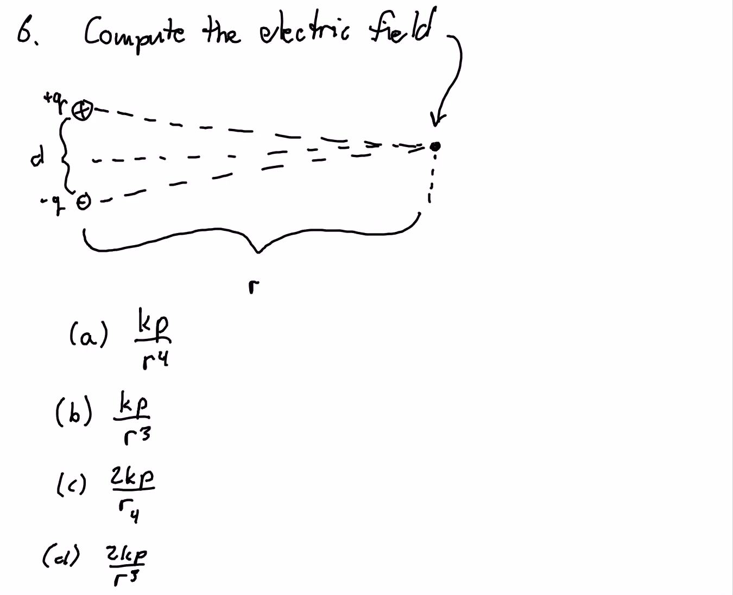Okay, so for your homework problem number 6, you'll compute the electric field for the same dipole, but now at a different location: rather than up above it in the direction of the positive charge, right out to the side, some distance r horizontally away from it. You're right on the center line, the line that bisects these two charges. We'll make this one multiple choice, so 4 possible answers: kp over r to the fourth, kp over r cubed, 2kp over r to the fourth, or 2kp over r cubed. See if you can identify which one of those is the right answer and why.